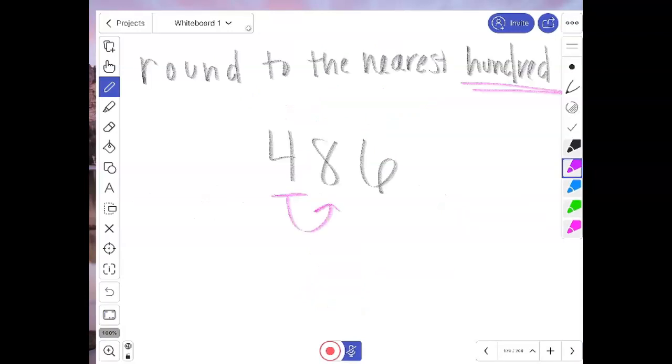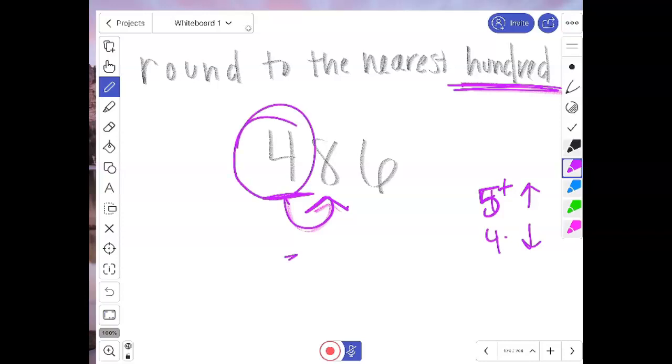If I'm rounding to the nearest 100, I'm going to underline the hundreds, because that's what it says in the question. Look next door. If it's 5 plus, I round up. 4 or less, I round down. So that's 5 or more. So I'm going up. So up 100. So I'm going to add 100 right here. So it's going to be 500.